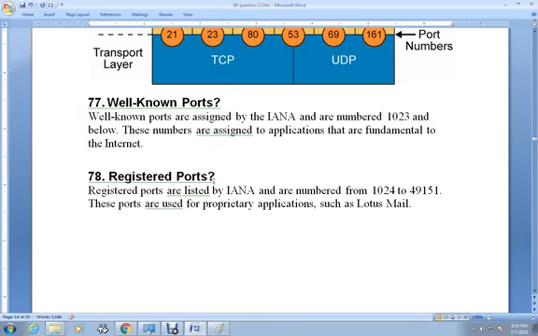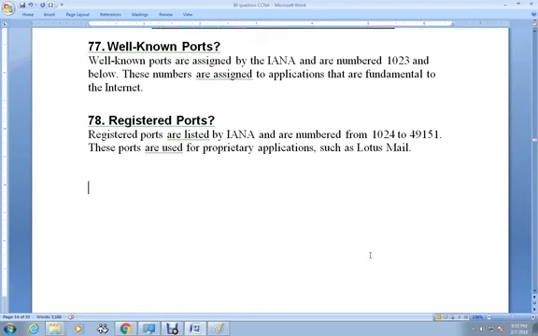Similarly, we have one more question, registered ports. Registered ports are again listed by IANA and are numbered from 1024 to 49151. These ports are used for proprietary applications such as Lotus Mail. So this is 1023 and below, and this is 1024 to 49151.